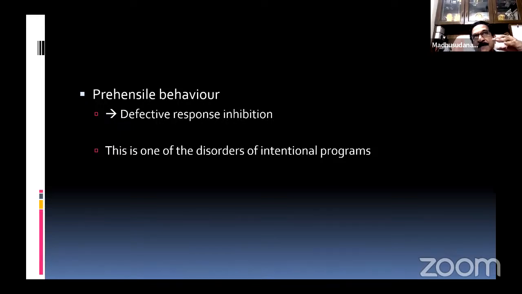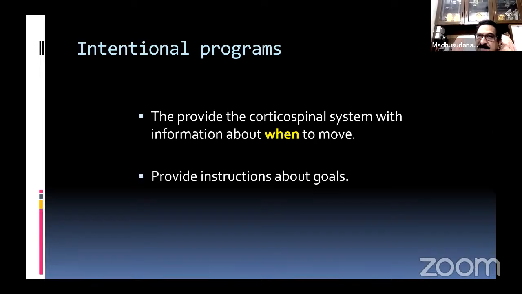Suppose he cannot deviate from an overlearned motor act. Suppose somebody is showing a hand, you take the hand in that direction, but he still touches it, he cannot help but do that. So this is one of the disorders of intentional programs. I'll briefly tell about intentional programs because the subsequent video also comes to that.